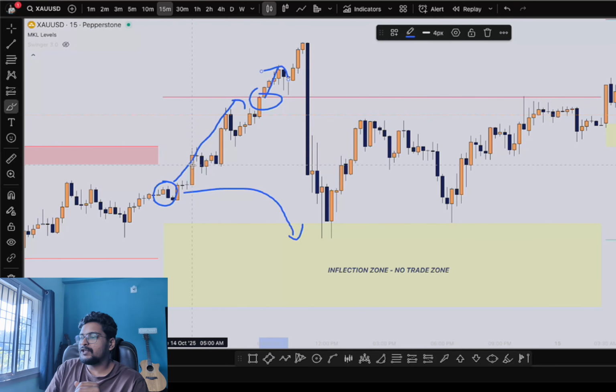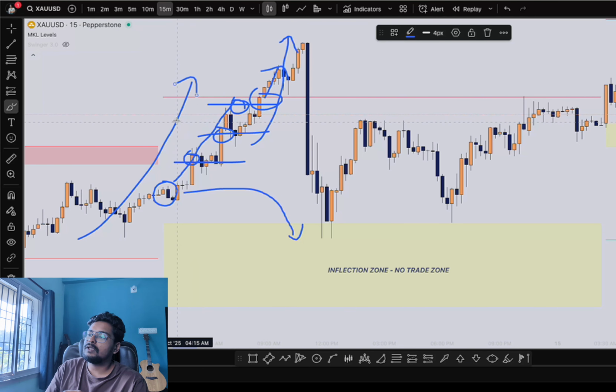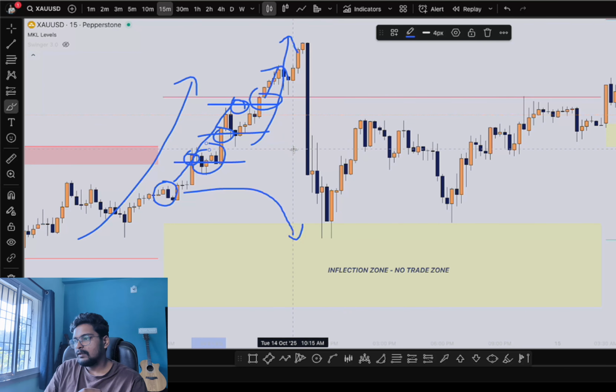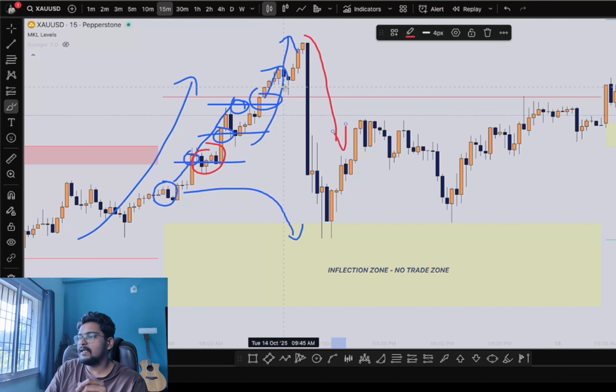So I could have bought over here, I could have bought over here, I could have bought over here. These are all good prices to enter a buy trade because the market is going up, the market is bullish, the trend is bullish. But again, these are not the best prices to go long. And as you can see, let me change the color right here. And as you can see, the markets fell so hard, it liquidated each of these buyers' positions.